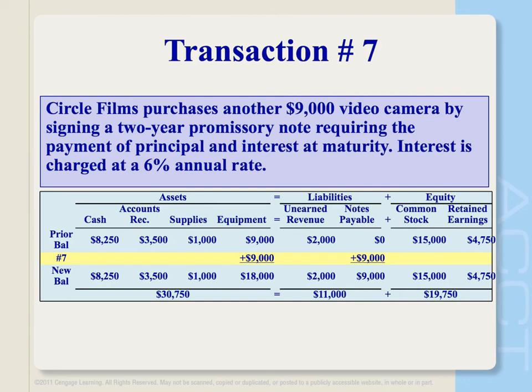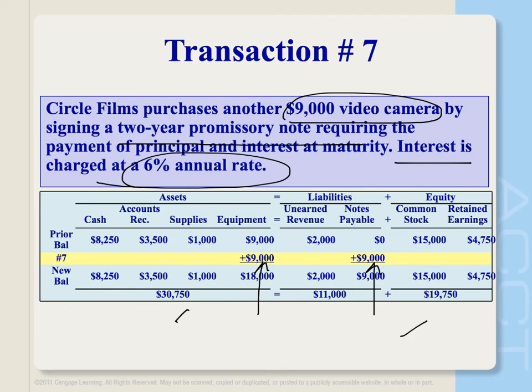Number 7 says Circle Films purchases another $9,000 video camera by signing a 2-year promissory note. Interest is going to be charged at 6%. So in this case, we increase equipment and we're going to increase notes payable. What you do to one side of the equation, you do to the other. You add these up, we get $37,500.